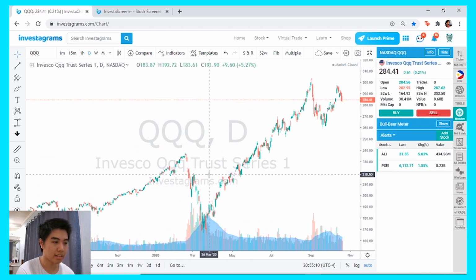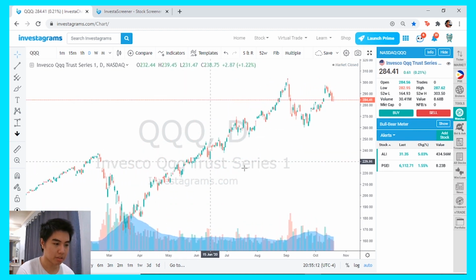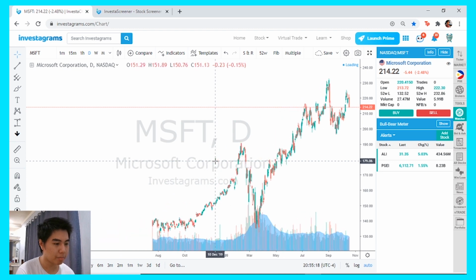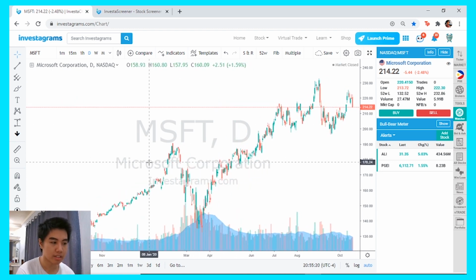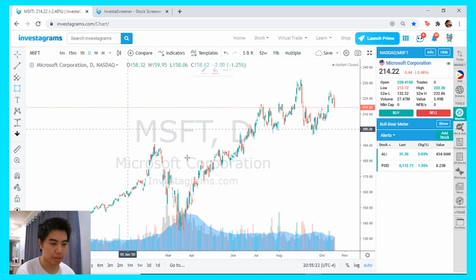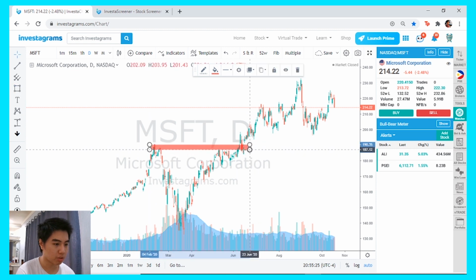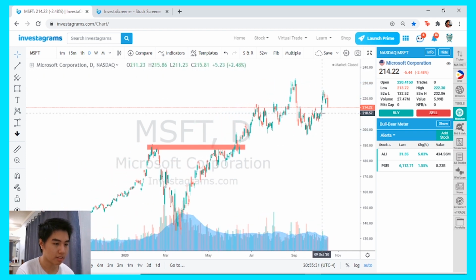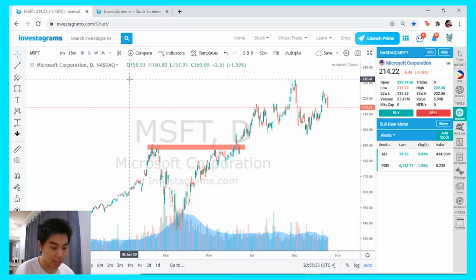Malakas din. Uy, grabe pala to. Ano pala to? Parang trust series. Teka. Ito, Microsoft, one of the bigger caps in the US, di ba? So meron tayong consolidation dito, may breakout. Ito yung malakas sa breakout, no? Quick 23% move in a couple of months. So yun, solid.